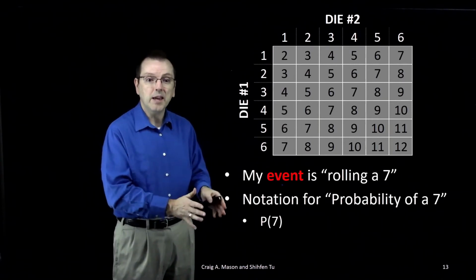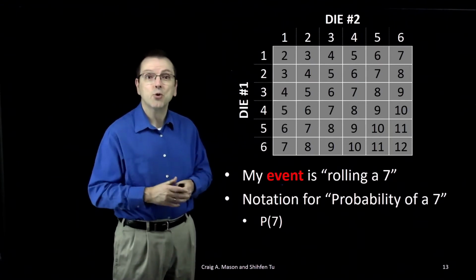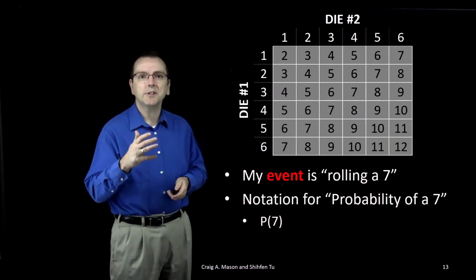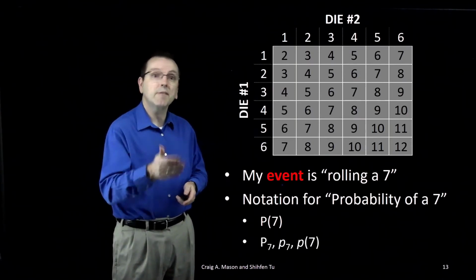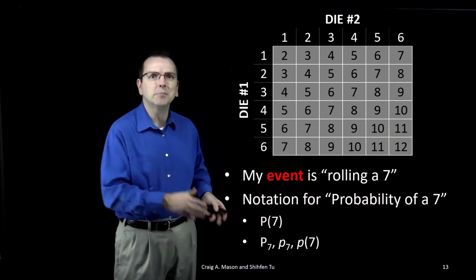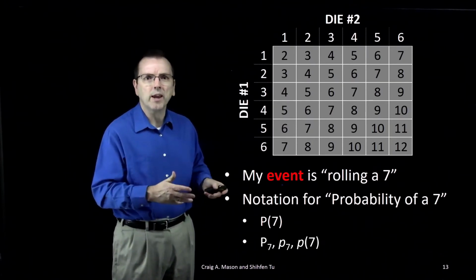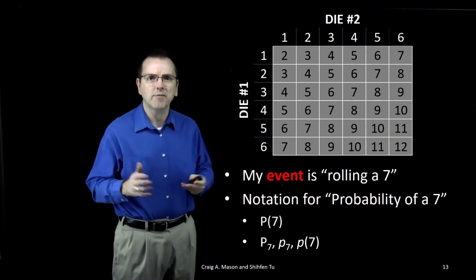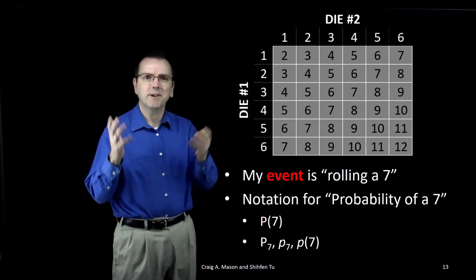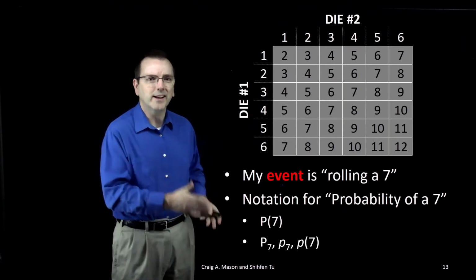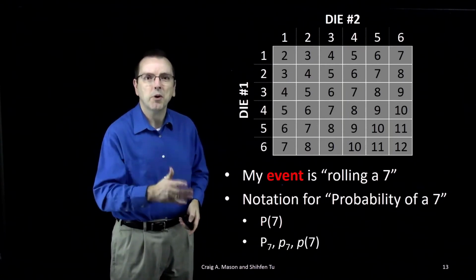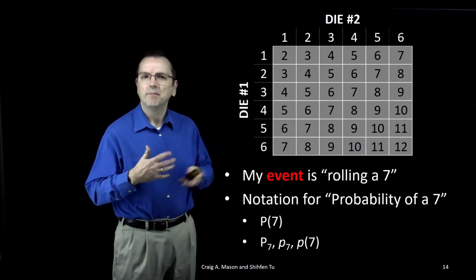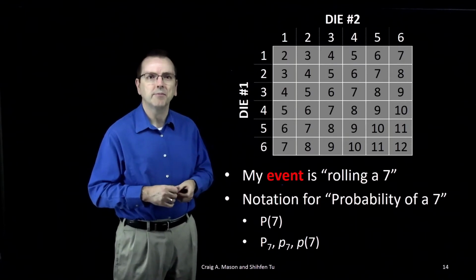So P parenthesis 7 is just shorthand for the probability of getting a 7. Now, you may also see people use a capital P with the event written as a subscript, P sub 7, or an italicized lowercase p with the event as a subscript, or an italicized lowercase p followed by the event in parentheses, right? The key is just to recognize that they're all saying the same thing, the probability of rolling a 7.